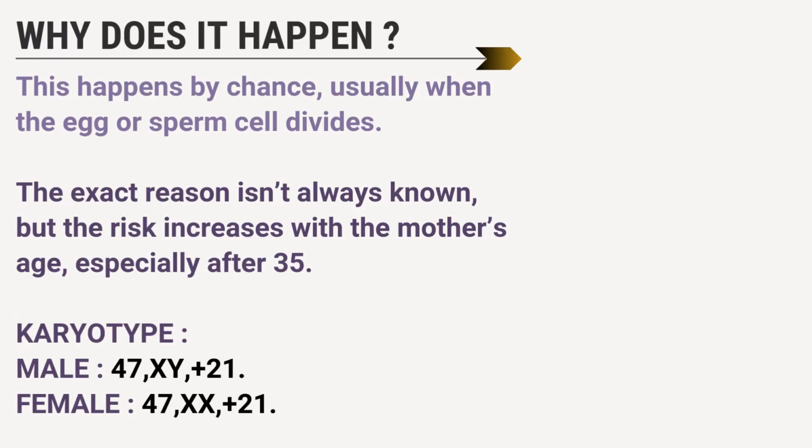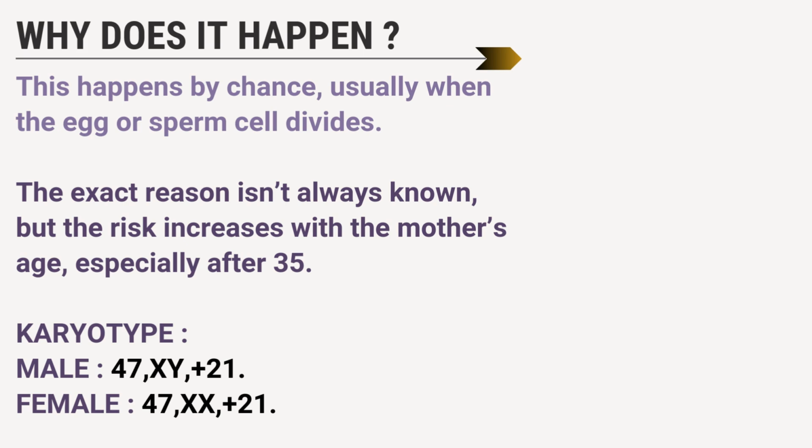But why does it happen? It usually occurs by chance during formation of the egg or sperm, usually when the egg or sperm cell divides and the chromosome doesn't separate properly. The exact reason isn't always known, but the risk increases with the mother's age, especially after 35 years of age.